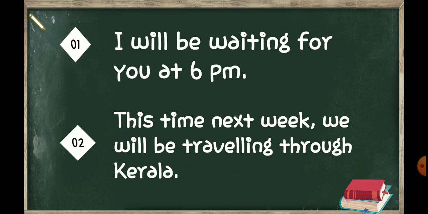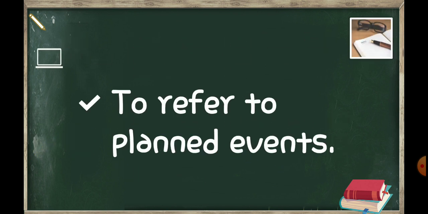So you are using future continuous tense to express that. We use future continuous tense to refer to an action which will be in process in the future. You will refer to a future time and state the action in continuous form. See the next thing. We use this to refer to planned events. So to refer to planned events, we can use future continuous tense. For a pre-scheduled future plan, already planned, you can use future continuous tense.